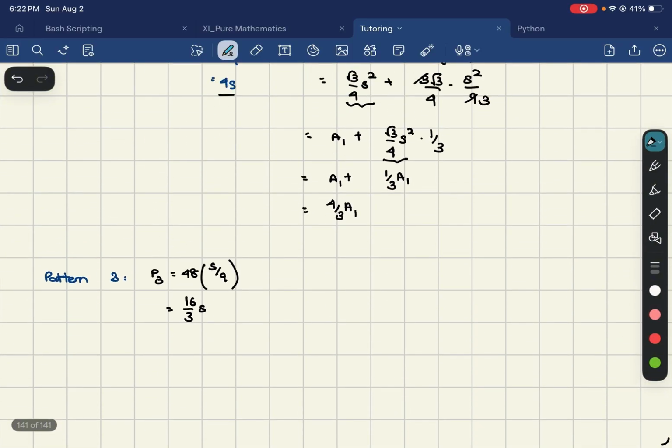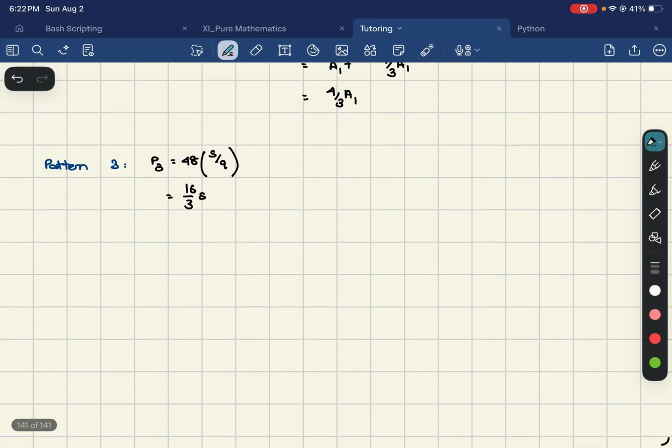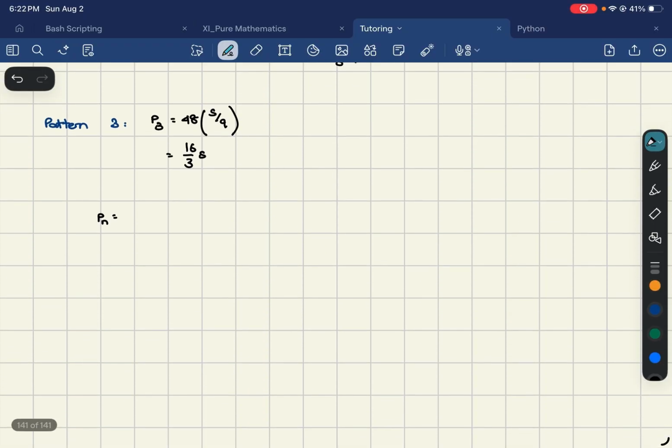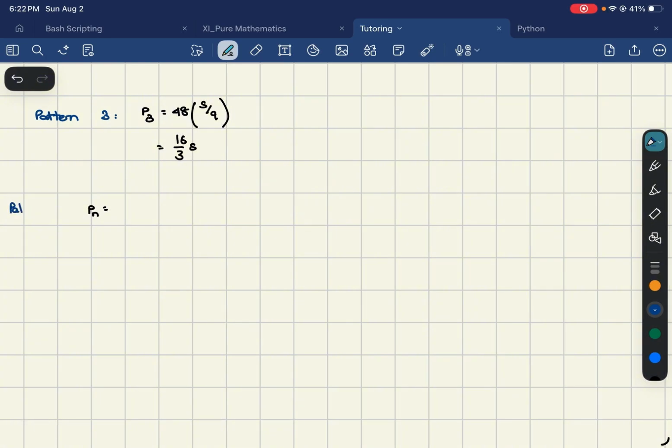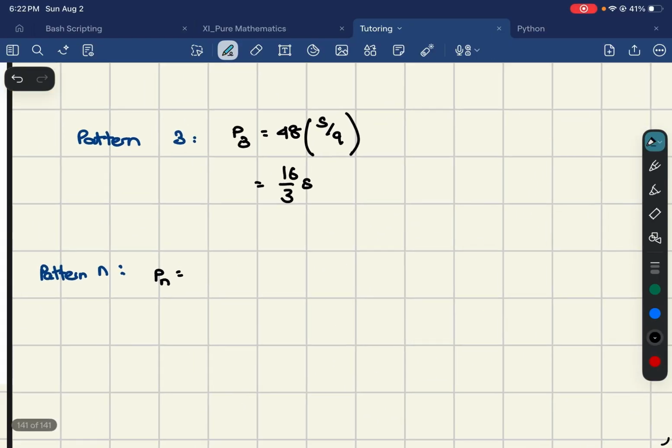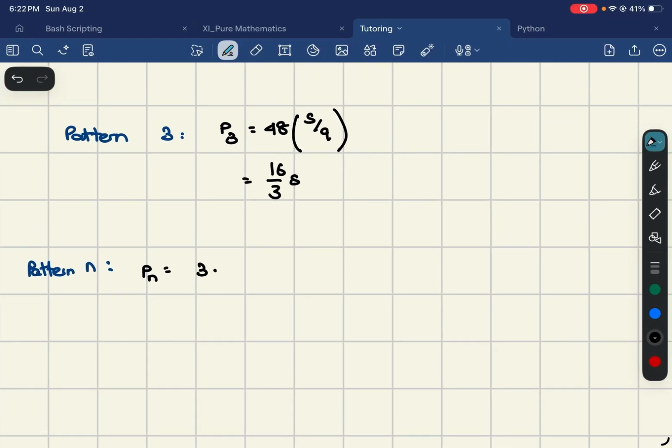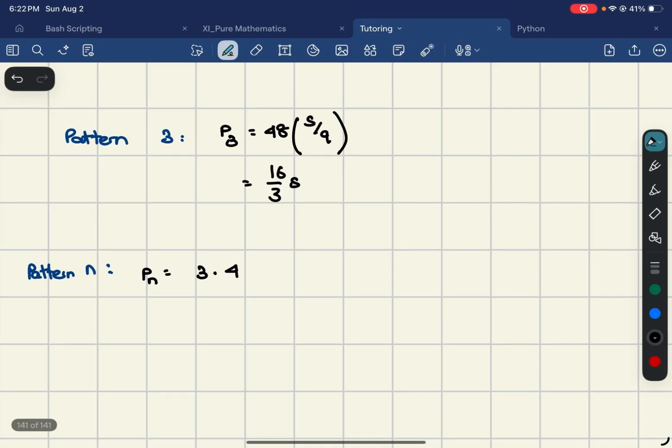All right. So now let's look at the pattern. Let's figure out what Pn is. So if I have pattern n, before I go to the area, we're going to figure it out using this. So how many sides are we going to have? We started with 3 sides. And for each step, for triangle 2, we added 4 sides. So we're going to have 3 times 4, and it's going to have to be n minus 1.